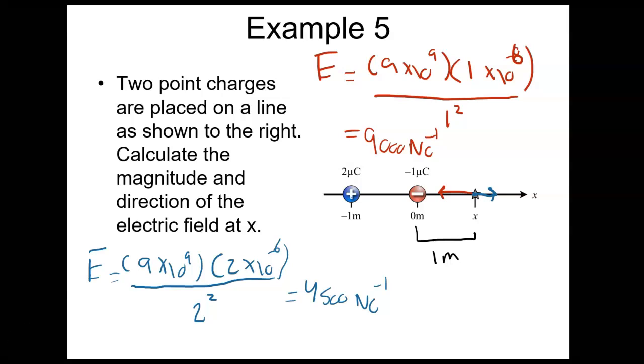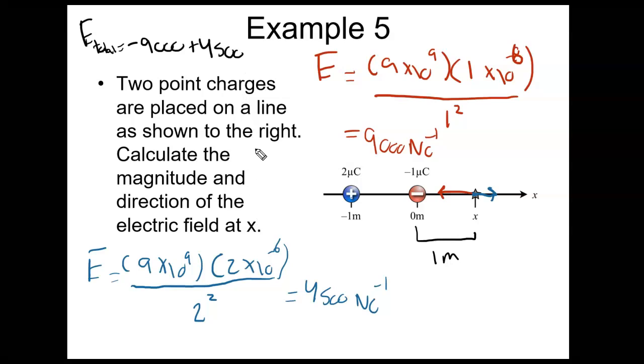Okay, so what is the answer to the question? Well, it's just the vector sum of these two quantities. So the total electric field at point X would basically be red E plus blue E. It would be negative 9,000. Here I say negative because I can tell from the picture that this 9,000 newtons per coulomb is to the left, plus positive 4,500 newtons per coulomb to the right.